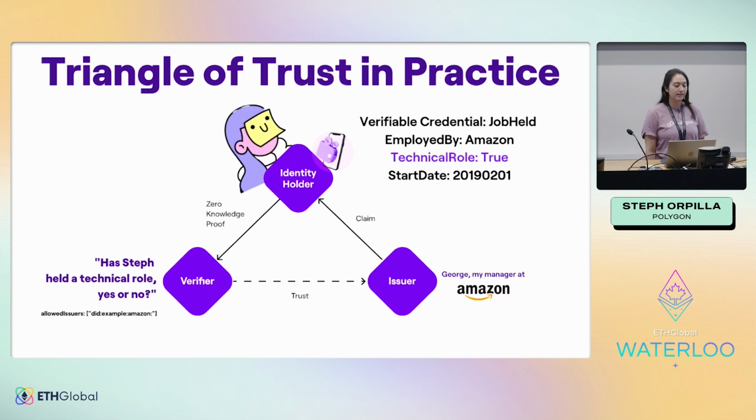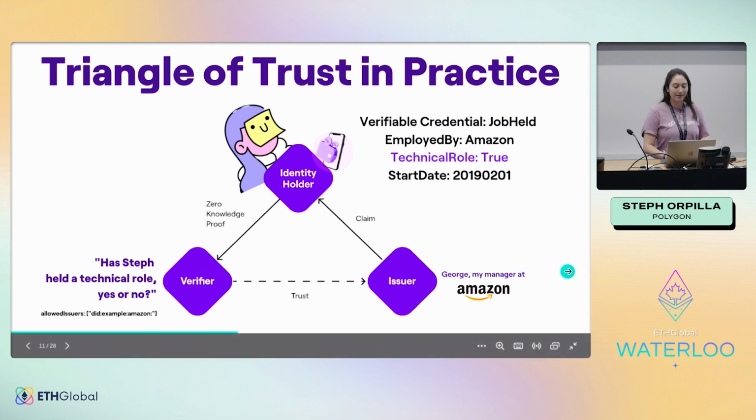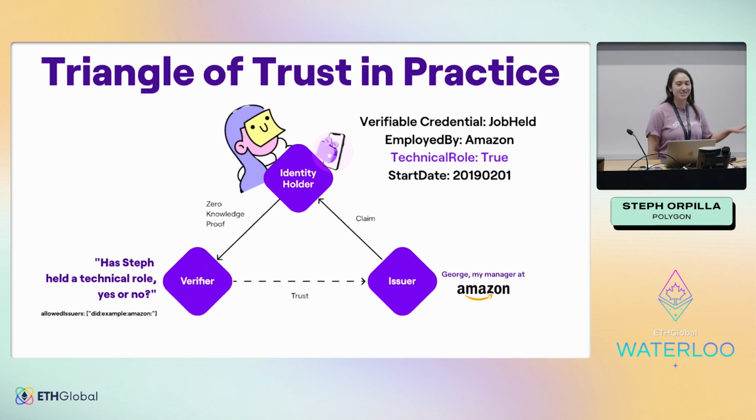And so in practice, this is what it looks like. So the issuer in the job held case would be George, my previous manager at Amazon. Hey, George, he's not watching. He's like still way back in Web 2. But good for him. So George could issue me a verifiable credential of job held. He can say that, yes, I was employed by Amazon, my role was technical, and this was my start date.